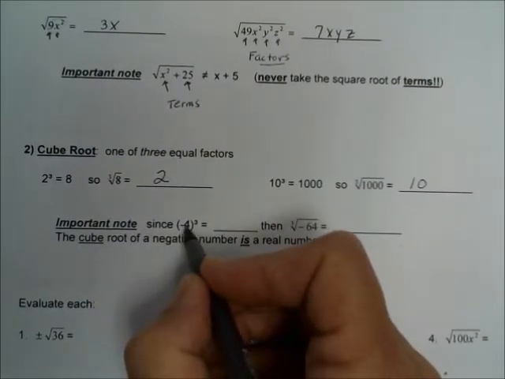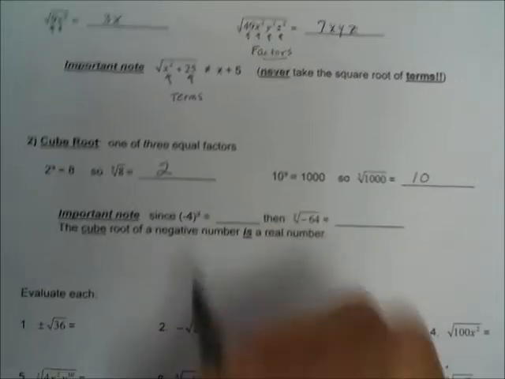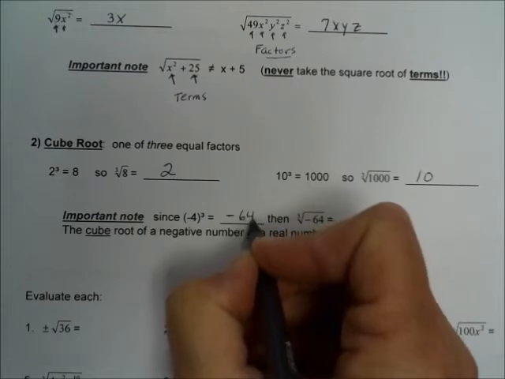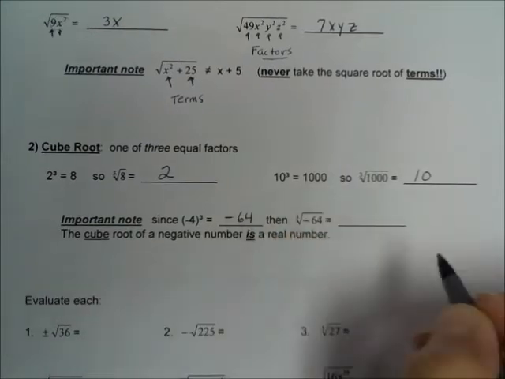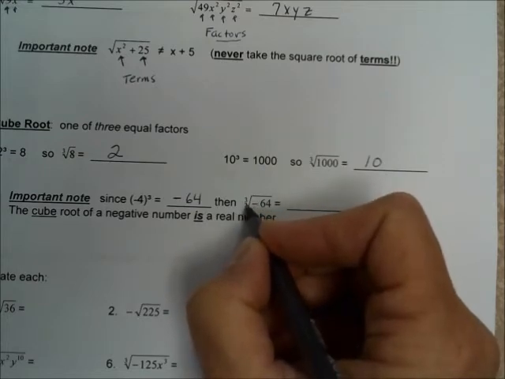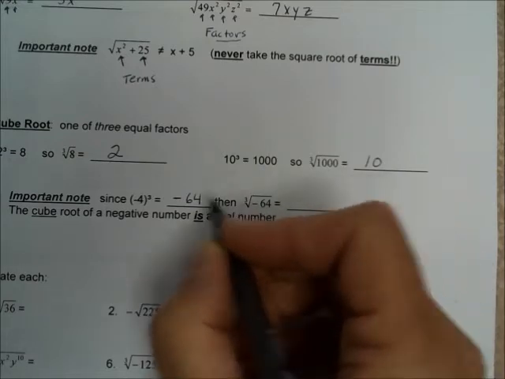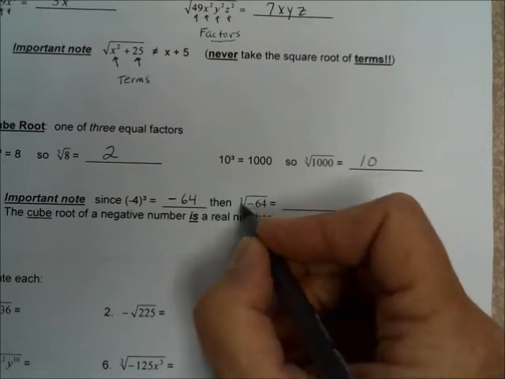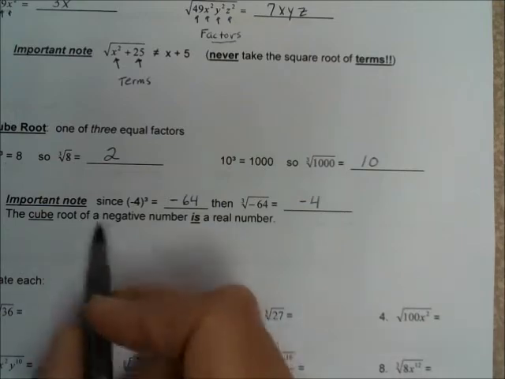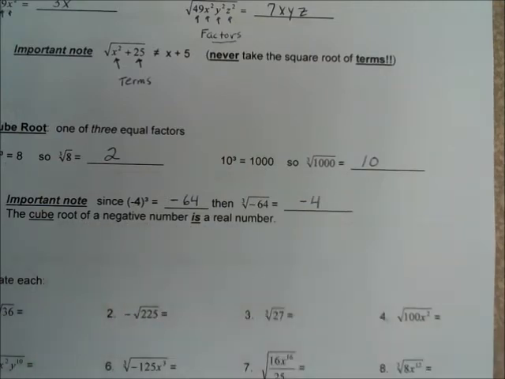Now here's an important note. Since negative 4 to the third power, negative 4 times negative 4 times negative 4, is going to give you a negative 64. Remember, negative times negative times negative is negative. Then you can do the cubed root of negative 64. You can put a negative under a cubed root and still get a real number. That's negative 4. So the cubed root of a negative number is a real number.